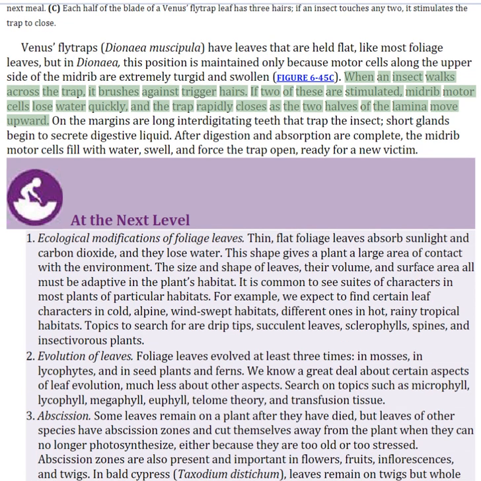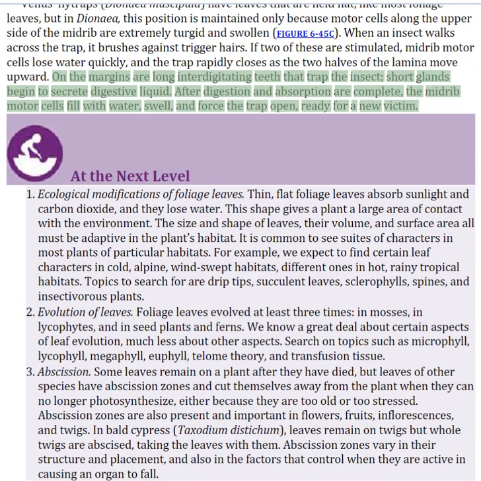When an insect walks across the trap, it brushes against trigger hairs. If 2 of these are stimulated, midrib motor cells lose water quickly, and the trap rapidly closes as the 2 halves of the lamina move upward. On the margins are long interdigitating teeth that trap the insect. Short glands begin to secrete digestive liquid.